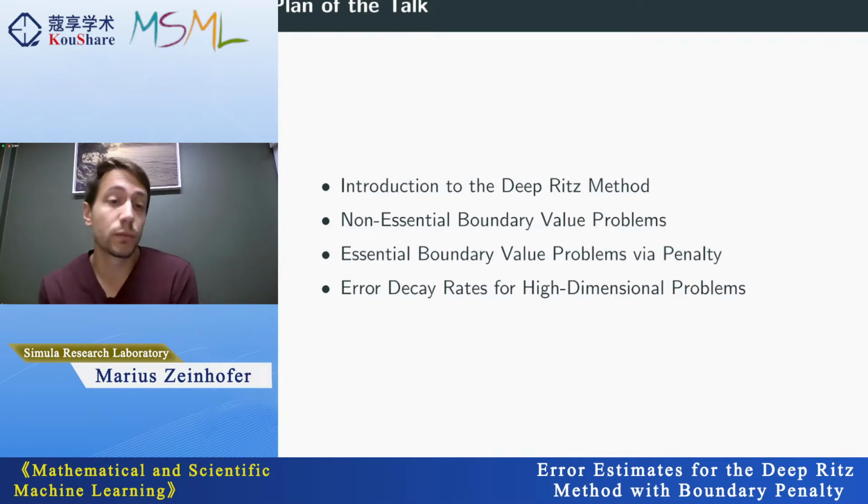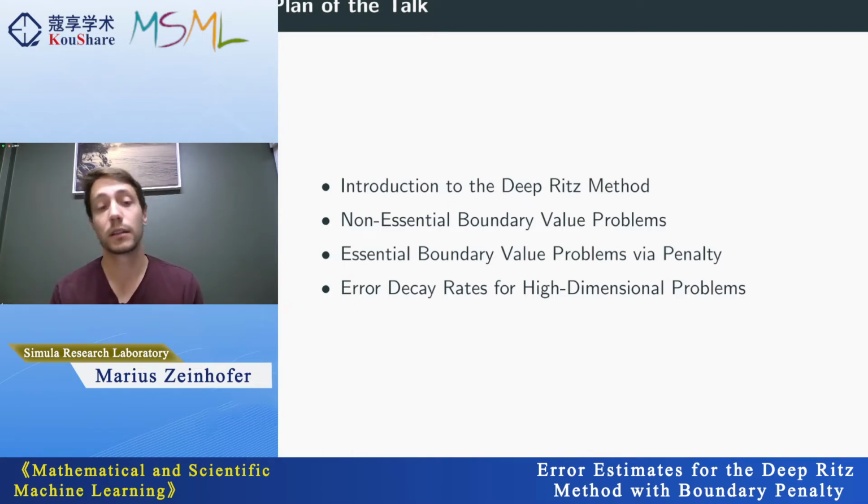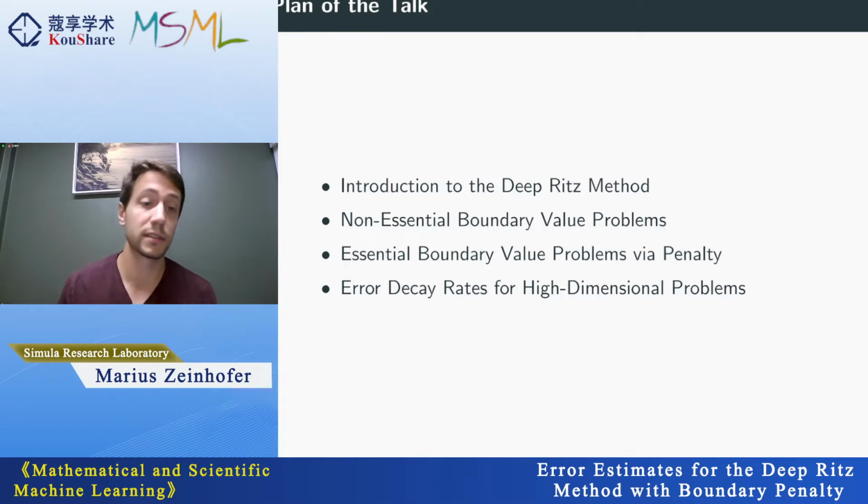We will start with non-essential boundary value problems. So we will talk about stationary elliptic equations. First, non-essential boundary value problems, and then we will move on to essential boundary value problems, where the boundary values are treated via the penalty method. And finally, we will discuss some of these error decay rates and how they look in the high dimensional case.